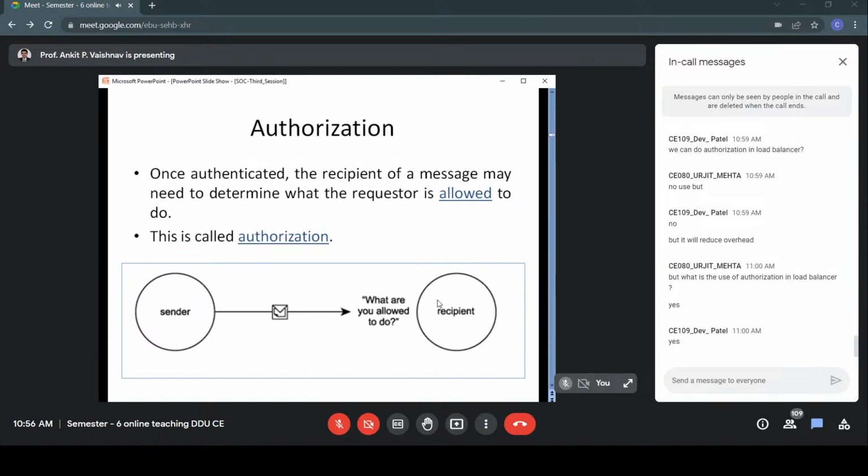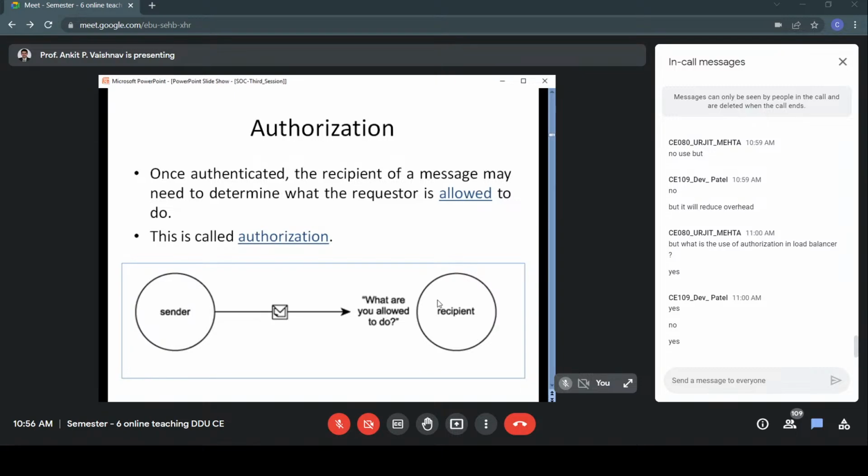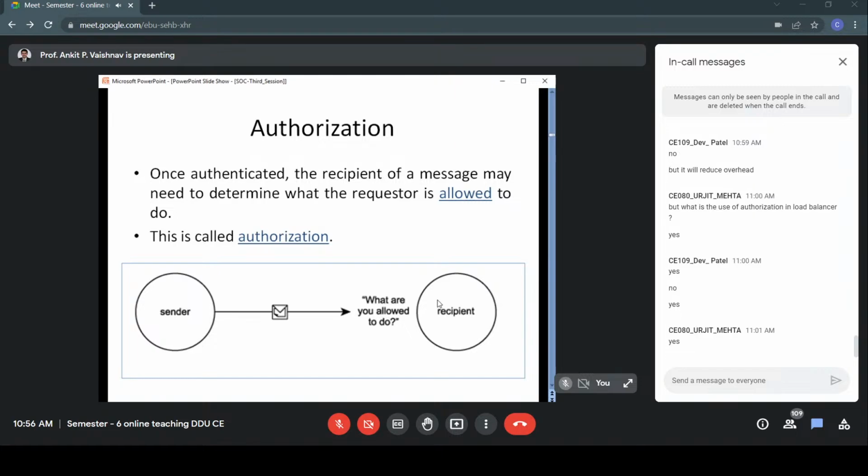See, if I embed the load balancing logic with authentication and authorization, is that logic design appropriate? What do you think, Dev? We are embedding two different kinds of logic in a single service. Will that be proper as per service oriented principles? No, right? And that is why the load balancer should not be given this job. Clear with that? And Urjit, I think you also agree to this, right?